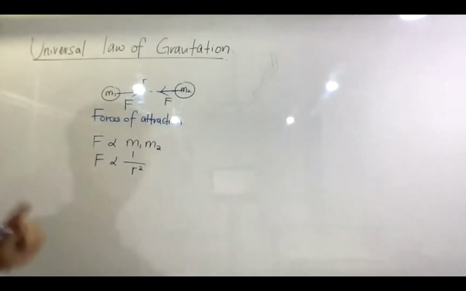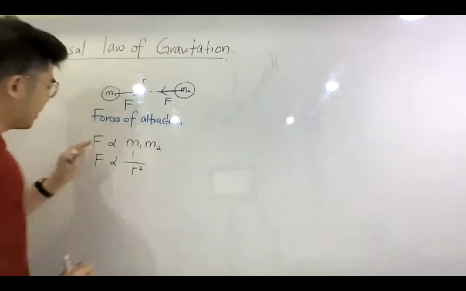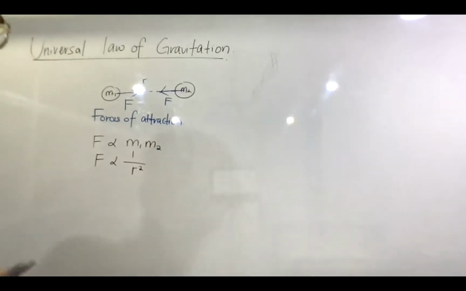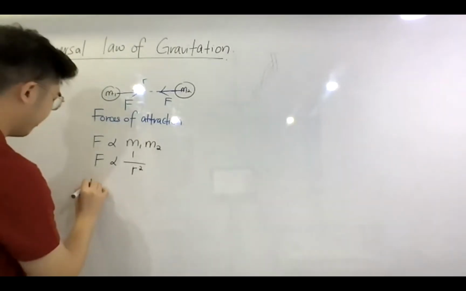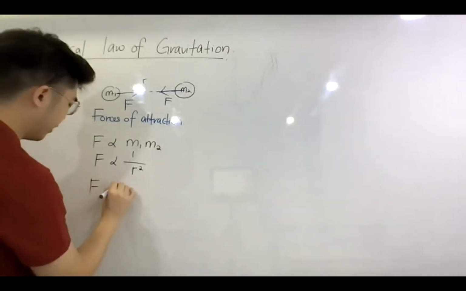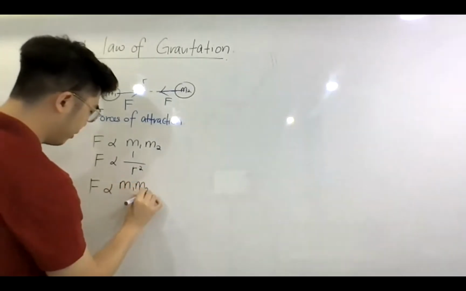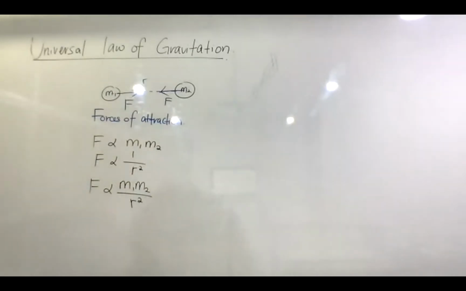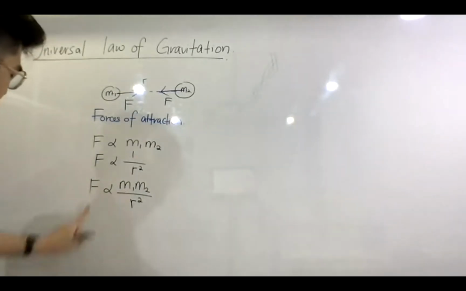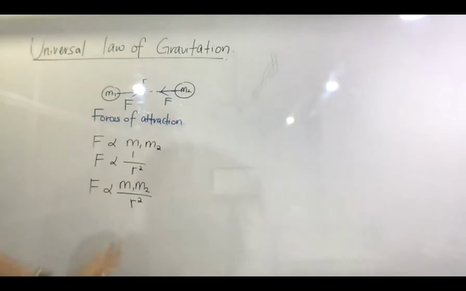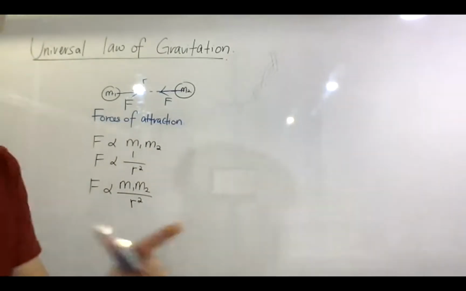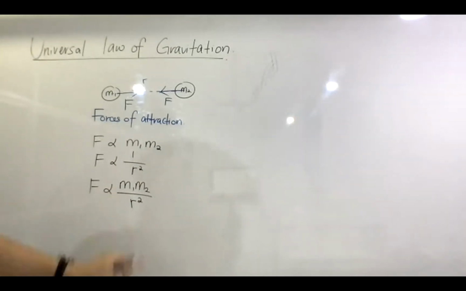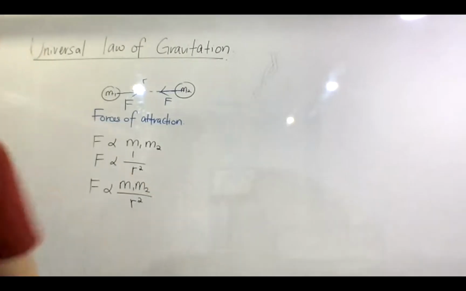Okay, now these two are what he says. If I combine these two, I can say force is proportional to M1 M2 over R squared. Okay, now proportional, if I want to change this into an equation, I change it to equals and then I have to put a constant.